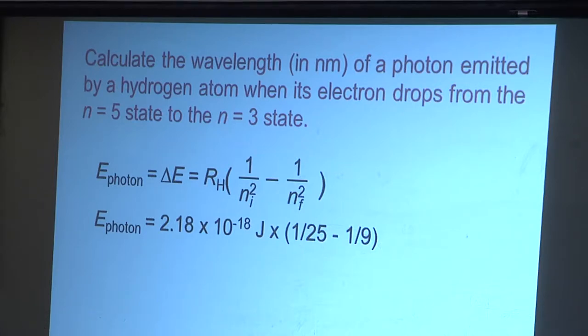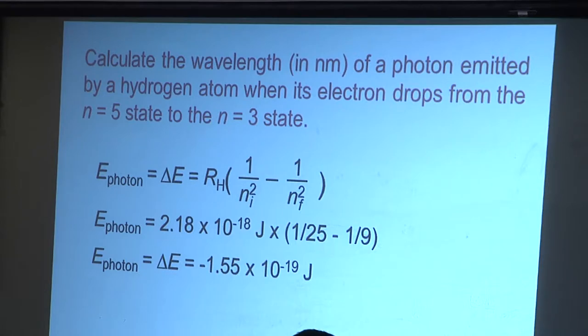Before we proceed, let me ask you a question. What's bigger, 1 over 25 or 1 over 9? 1 over 9. So that value is going to be positive or negative? Negative. Something smaller minus something bigger. It's going to be negative. Does that make sense? And therefore it's exothermic, exactly. So the same conventions apply here, right? The release of a photon is going to be exothermic, and so the sign here is going to wind up being negative. So if you just plug in the values, you solve for 1 over 25, 1 over 9, and you get delta E equals negative 1.55 times 10 to the negative 19th joules.